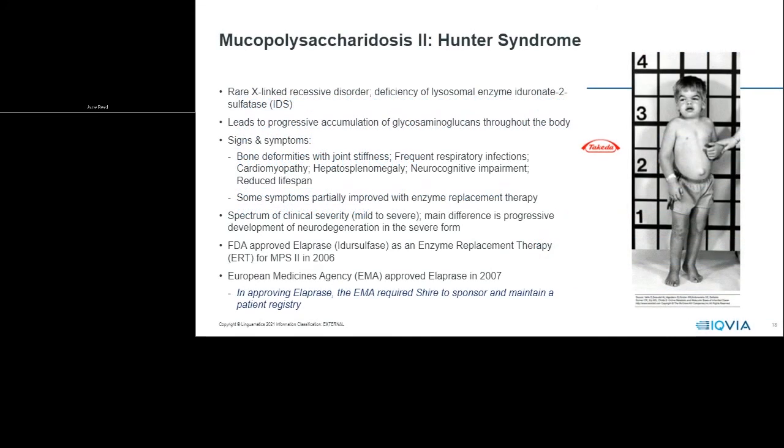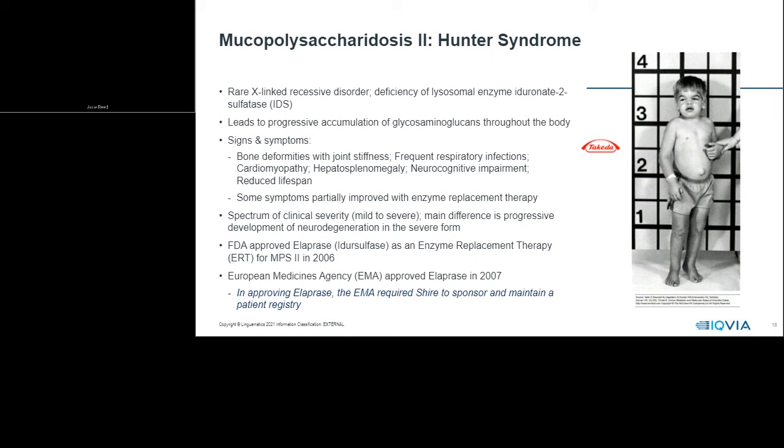So Hunter syndrome, or mucopolysaccharidosis 2, is a rare X-linked recessive disorder, caused by a deficiency of a particular lysosomal enzyme, iduronate 2-sulfatase, or IDS. And it leads to a progressive accumulation of a particular sugar compound, glycosaminoglycans, throughout the body.